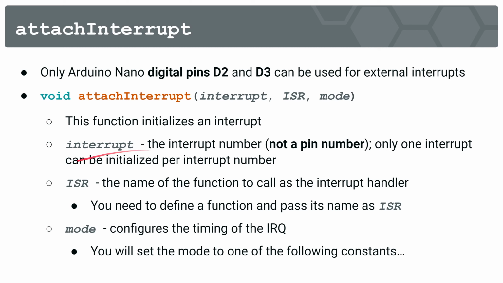The next parameter, ISR, is the name of the function you want to call as an interrupt handler. Remember, ISR stands for interrupt service routine. That is a synonym for interrupt handler. So for this interrupt handler, you are responsible for defining it. And you're going to pass its name as this second parameter. Our last parameter, mode, is what configures the timing of the IRQ, or the interrupt request. You get to set this, so let's talk about the options.